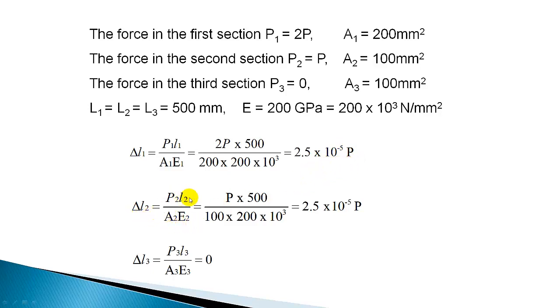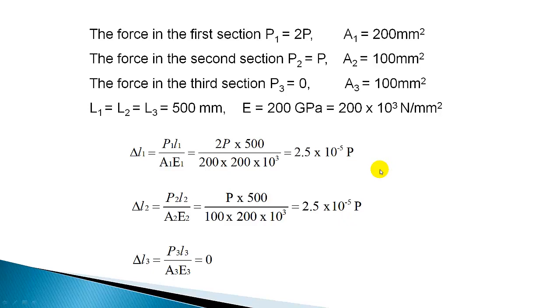Similarly, delta L2 is P2 L2 divided by A2 E2, and it's equal to P into 500. So P2 is P. And the force in the second section is only P, and length is 500. A2 is A by 2, which is 100. We have calculated here, into 200 into 10 raised to 3 Young's modulus. So it is also coming to 2.5 into 10 raised to minus 5 P. Same, here force is double, but here the area is half, area is reduced. So that has compensated and is giving the same deformation in the first section and second section.